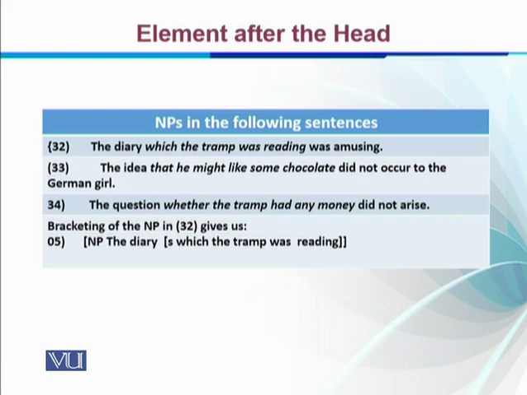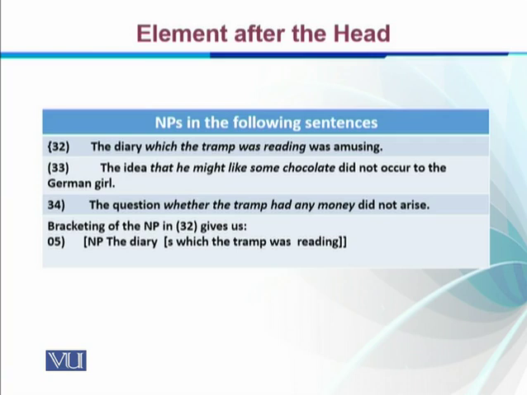Similarly, the idea that he might like some chocolate did not occur to the German girl. Again, the idea that he might like some chocolate refers to idea, which is a noun, the head of the noun phrase. The question whether the tramp had any money did not arise. So here we have whether the tramp had any money, which refers to the word question. If we bracket the sentence, the diary is the noun phrase, and which the tramp was reading is the embedded sentence, the S-bar sentence.